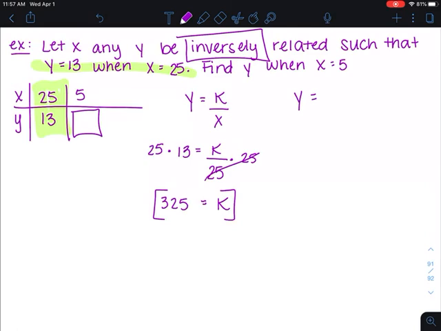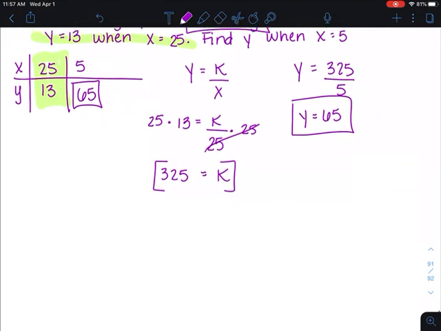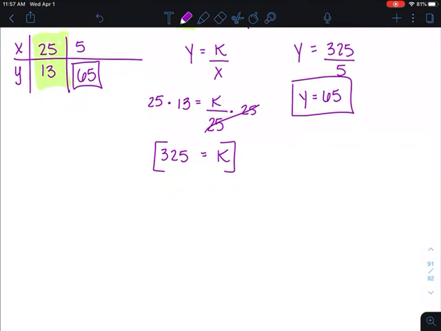Now you have to find y when x is 5. So we do not know what y is, but we know k is 325, and we know x is 5. So y is 325 divided by 5. So on your calculators, go ahead and do that, and you'll get y is equal to 65. Alrighty. With that being said, that should be everything you need to know.